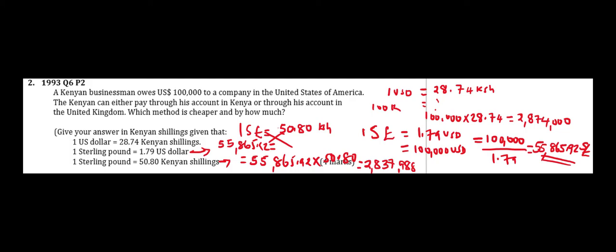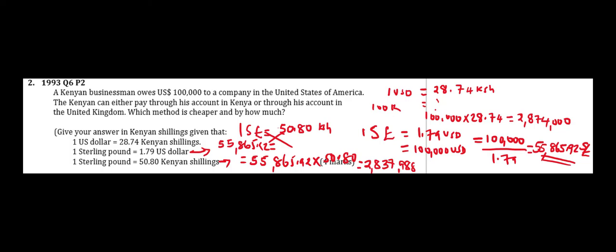So if he uses the UK account to pay his debt to the company, then he spends 2,837,000. But if he uses the Kenyan account, he spends 2,874,000. So clearly the Kenyan account is more expensive, or in other words, the UK account is cheaper. But how much is the next question?